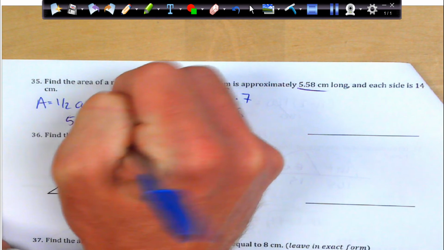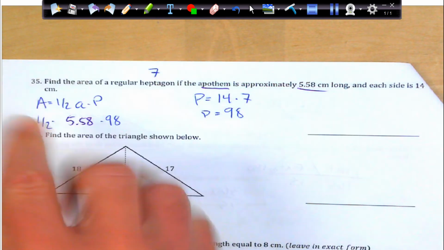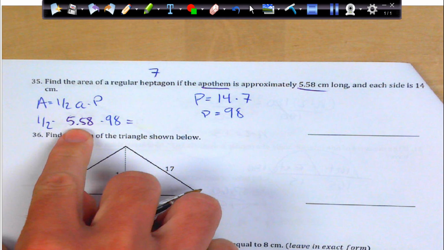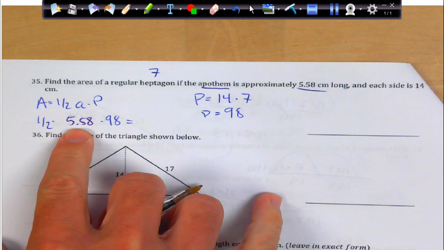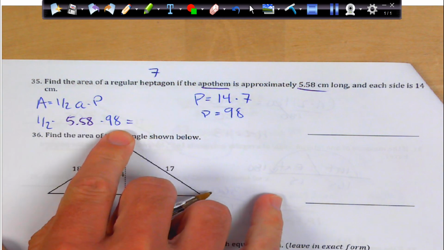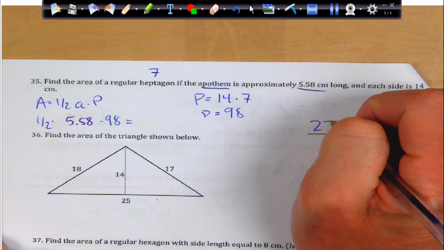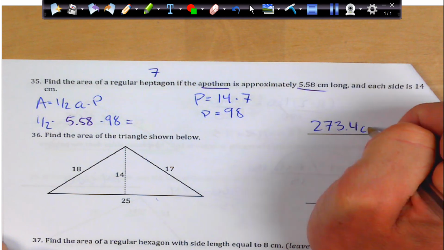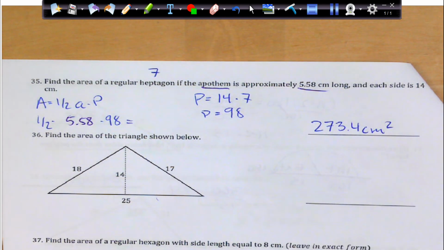So I multiply by 98 and divide by 2. So if I multiply all this together, 1/2 of 5.58 times 98 should give me my answer of 273.4 square centimeters.